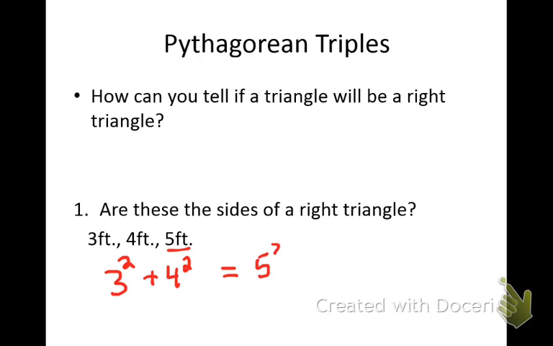So 3 times 3 is 9, 4 times 4 is 16, 5 times 5 is 25. When we add these two, we do get 25 equals 25. So yes, this is a right triangle. So that is what you would do to test it.